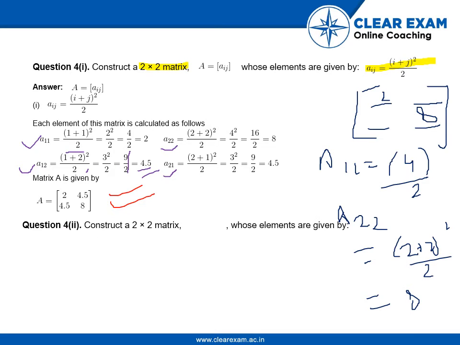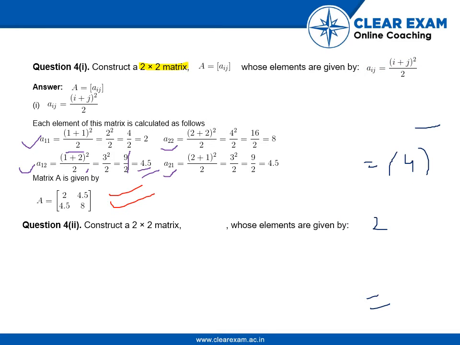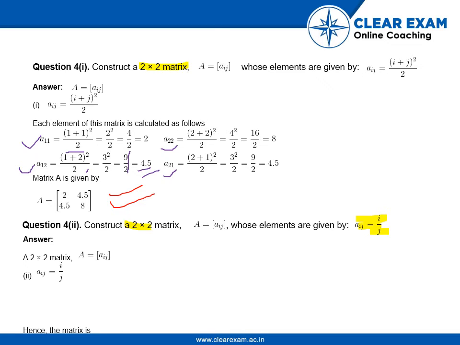Now moving to the next part, and let me erase this part for you first. So this time we have to again construct a 2 cross 2 matrix, and the general element is given by aij is equal to I by j. So now I need not show this example with the help of a matrix. Let us directly see what they have done.